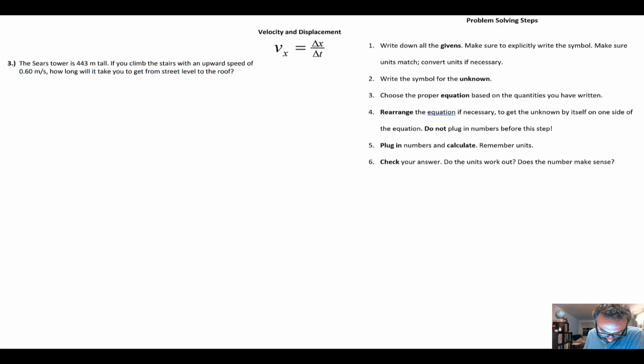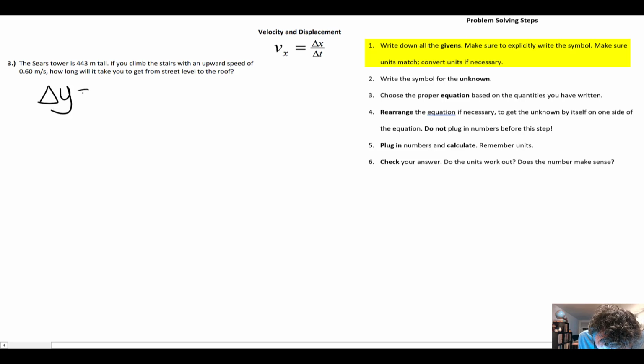Alright, so here we go. We've got number 3 in our velocity and displacement problems. We're going to start out, as always, with step 1, writing down all the given information. We know the Sears Tower is 443 meters tall. That means that's our vertical displacement. Delta y is the symbol we use for our vertical or up-down displacement. If you were to use delta x here instead of delta y, that would be okay for now.